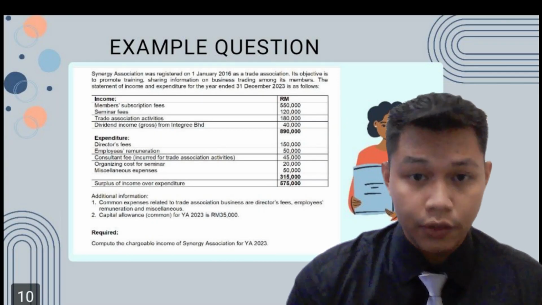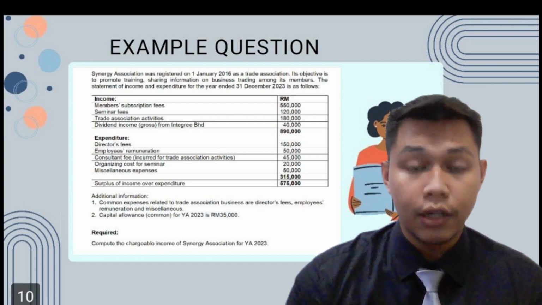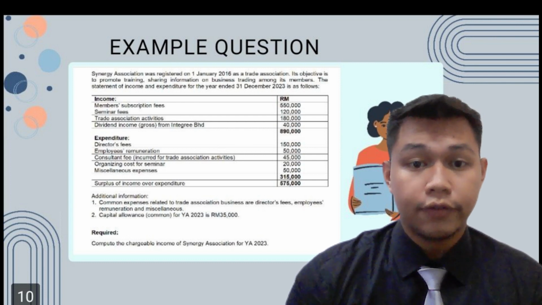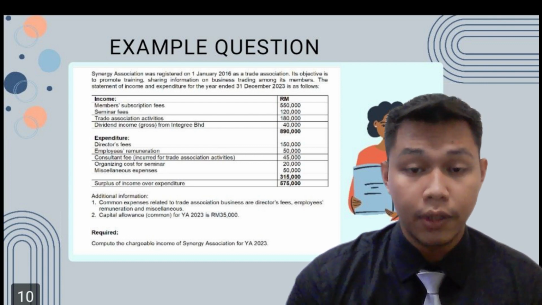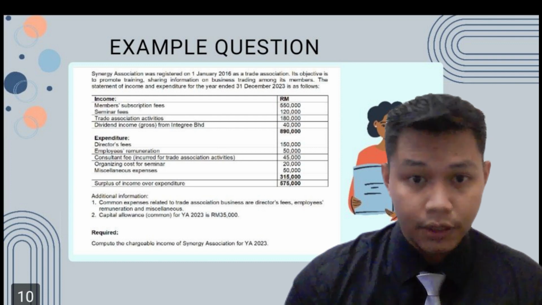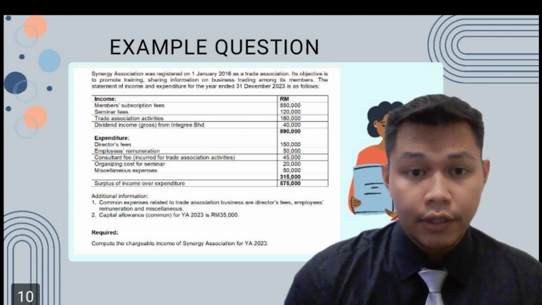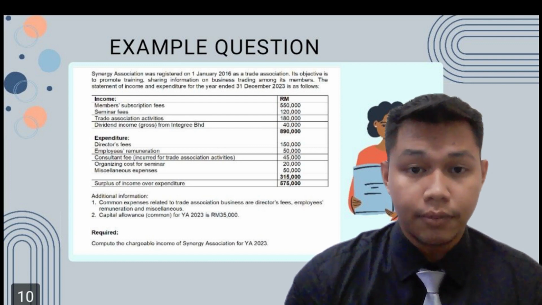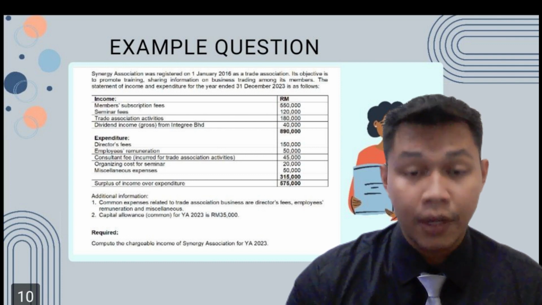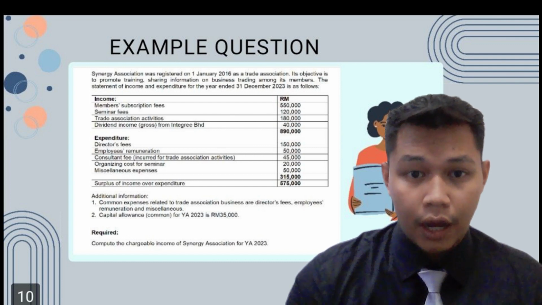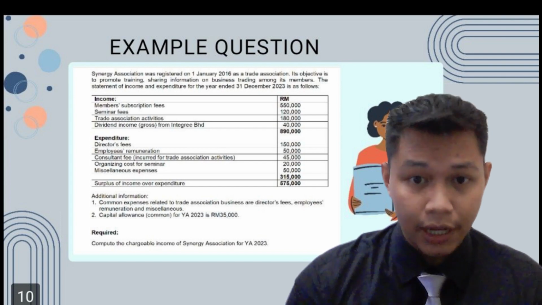For the Synergy Association, the question does not tell us to compute the tax payable, but if the question tells us to compute the tax payable, we need to compute it based on the information given. If the association is a resident in Malaysia, we need to compute the tax payable based on the scale rate. And if the association is not a resident, we need to compute it based on the flat rate of 30%. Okay, that's all from me. I give it back to Ahmad Aziz Halim.